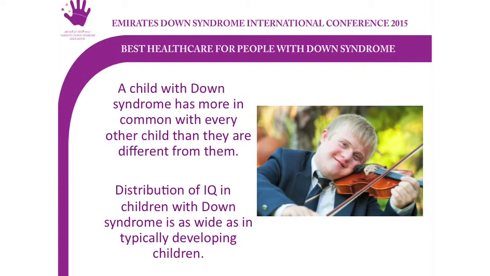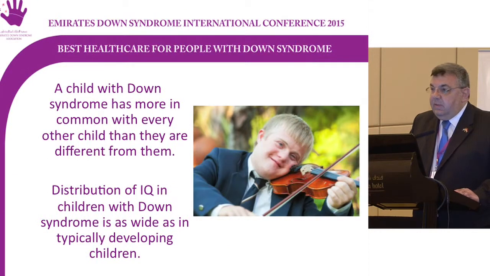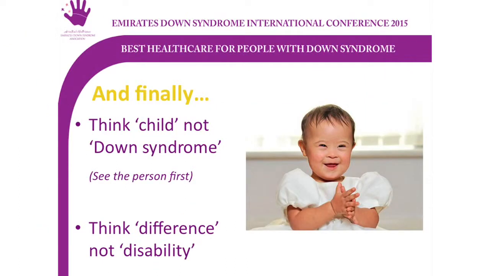Finally, a child with Down syndrome has more in common with every other child than they are different from them. The distribution of IQ in children with Down syndrome is as wide as in typically developing children. And finally, think child, not Down syndrome, see the person first, think different, not disabled.